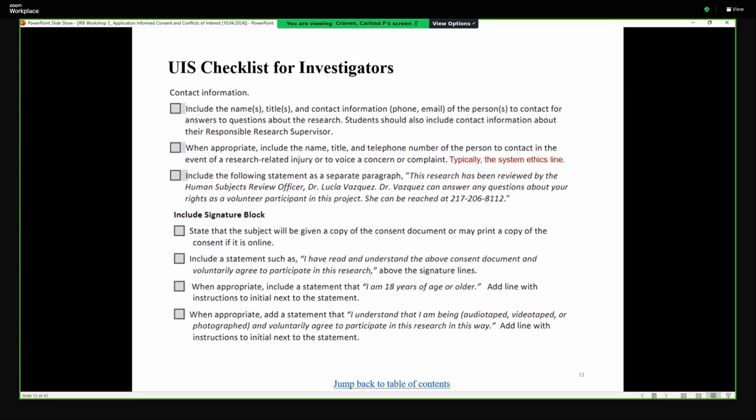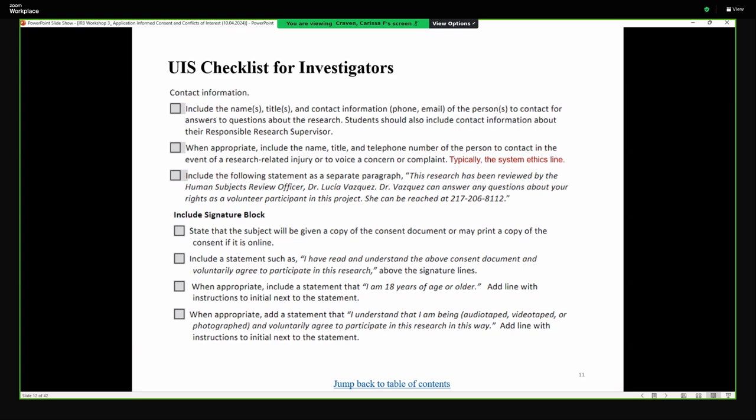And then it should also identify that this has been reviewed and approved by the UIS IRB, and then it includes contact information for our chair, Dr. Vasquez, and includes her phone number if they want to discuss that. In most cases, we do require a signature block that shows that they consent, they agree, they understand. Obviously they're not going to remember every single detail, they're not going to memorize a phone number. They should be able to get a copy, and if it is online, they should be able to print the copy.